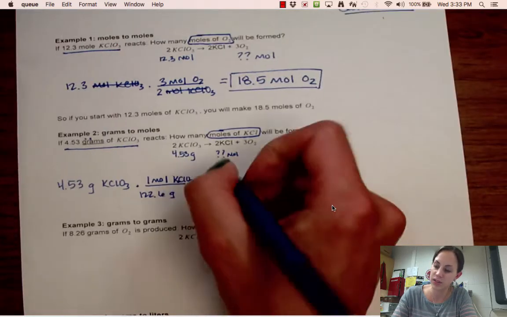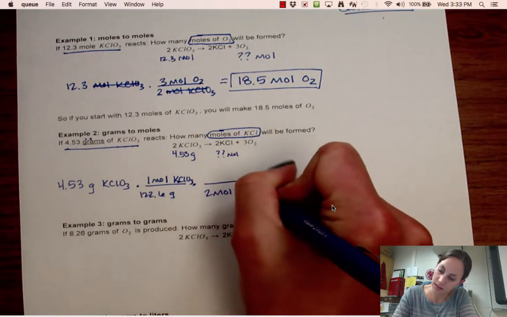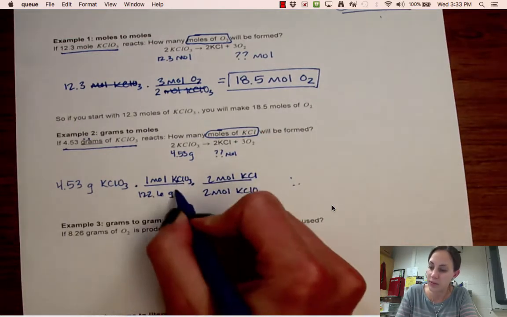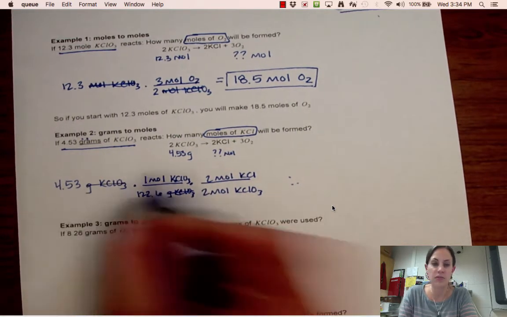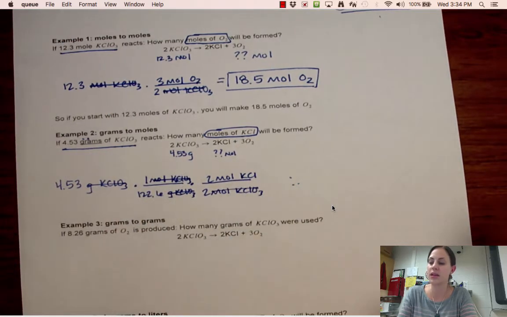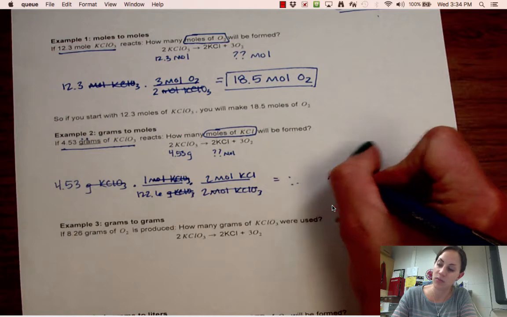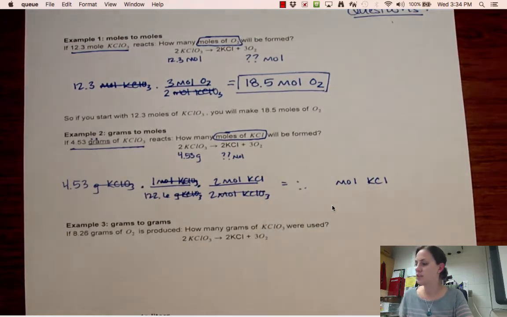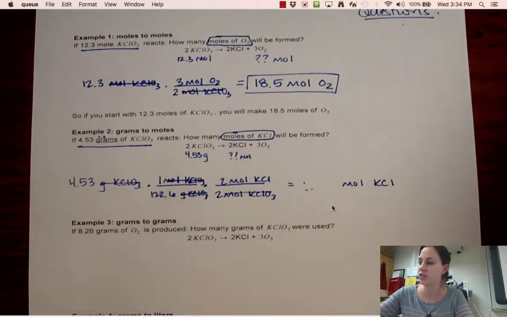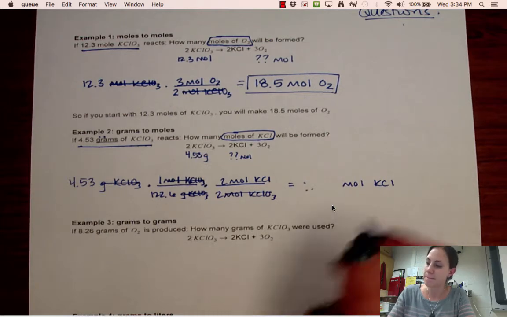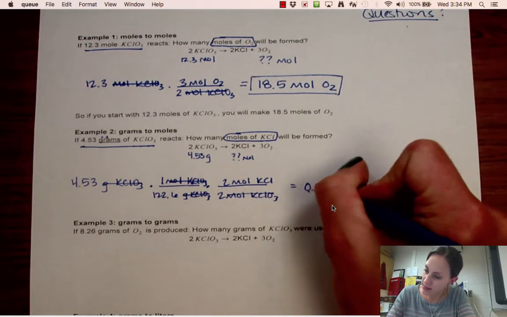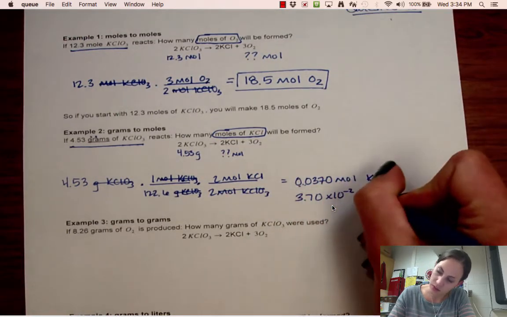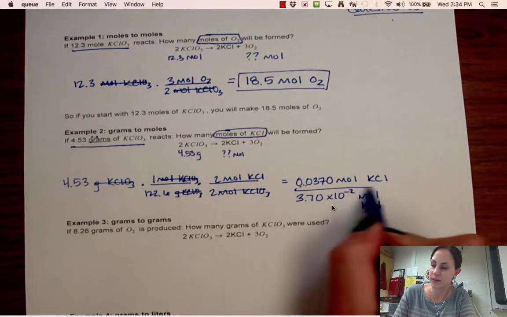Then I include my mole ratio. So 2 moles KClO3, 2 moles of KCl on top. So grams KClO3 will cancel. Moles of KClO3 will cancel. And I'm going to be left with the unit of moles of KCl, which is what I'm looking for. When you take a minute and pause and do the calculation, you end up with 0.0370 or 3.70 times 10 to the minus 2 moles of KCl.